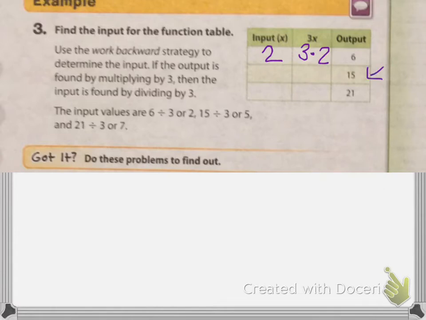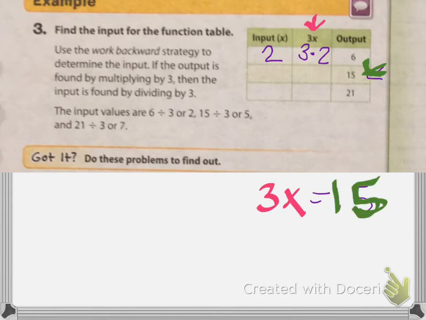So let's look at this 15 that they gave us right here. So we know that 15 is our output, which is our answer essentially. And we know that our problem, I'm going to change colors for you so you can see, our problem is right there. That's the 3x. So see the 3x arrow, and then we've got the 15 output. Okay, so now hopefully you can see that 3x is equal to 15.